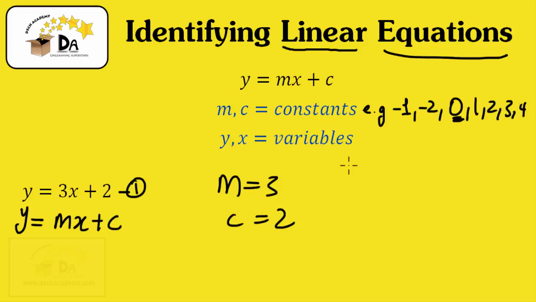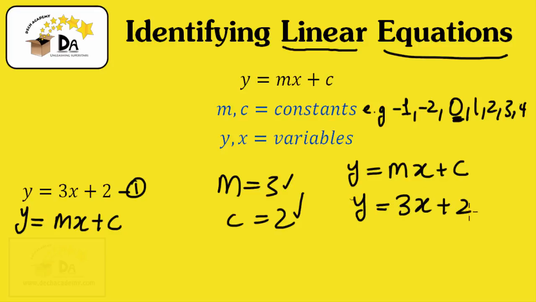So let's put it this way. Linear equations take this form: y equals mx plus c. For the case where m is 3 and c is 2, we have a specific instance of this general form, because this is the general form of equations, and that instance is where m is 3 and c is 2. And this is the equation I gave as an example.